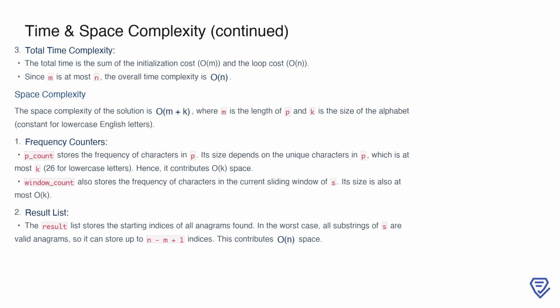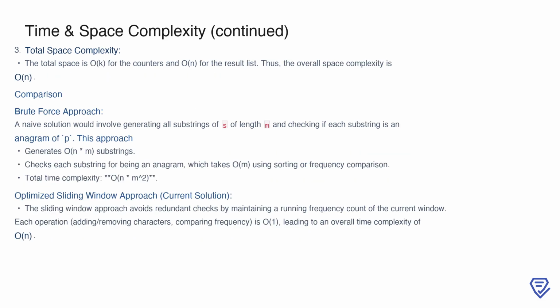Additionally, the result list stores the starting indices of all valid anagrams. In the worst case, all substrings of S are valid anagrams, leading to n minus m plus 1 indices being stored, which contributes n. Bringing these components together, the total space complexity is k for the counters and n for the result list, yielding an overall space complexity of O(n).